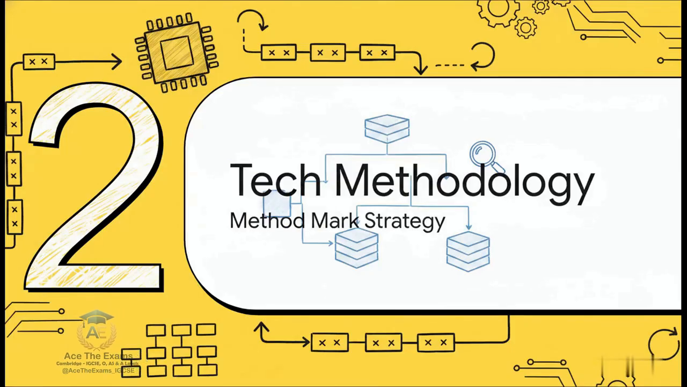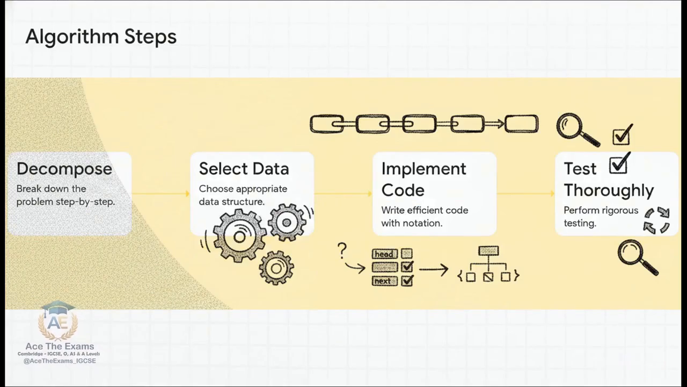Awesome. Let's keep climbing. Moving into our second maneuver, the technical methodology. Now let's move into the practical application and initiate the transformation. We are shining a massive spotlight on what we call the method mark strategy. This is where you earn vital points simply for your process. This is the computer science success blueprint in action. Algorithmic thinking requires a highly standardized sequence.